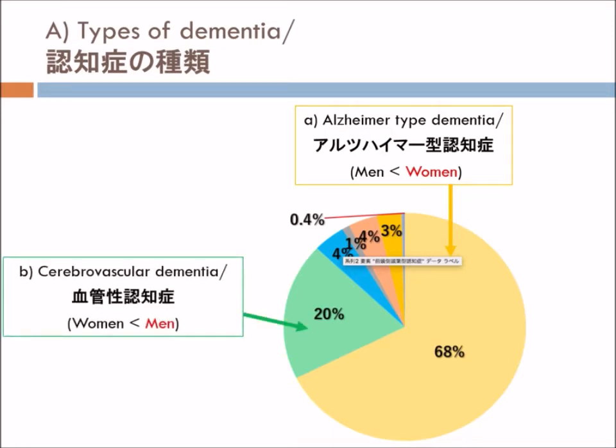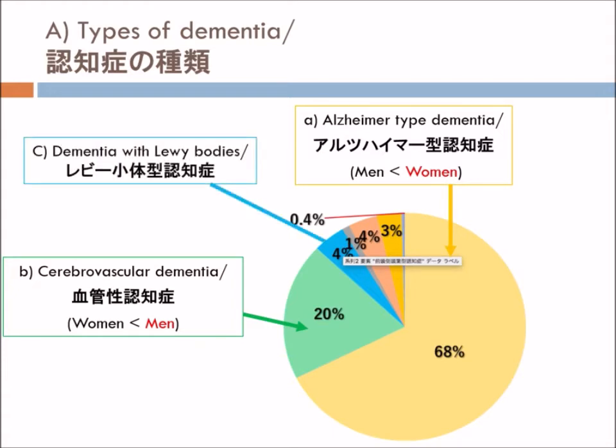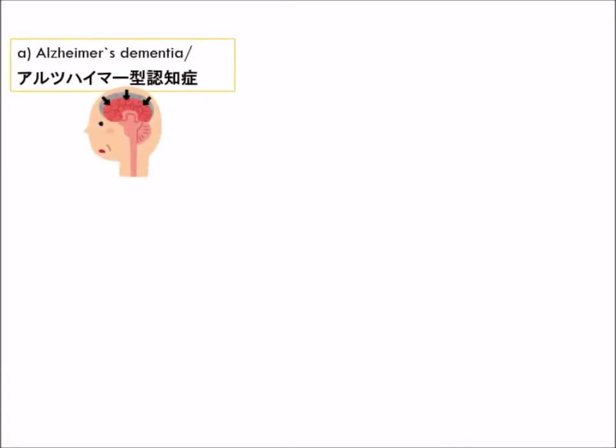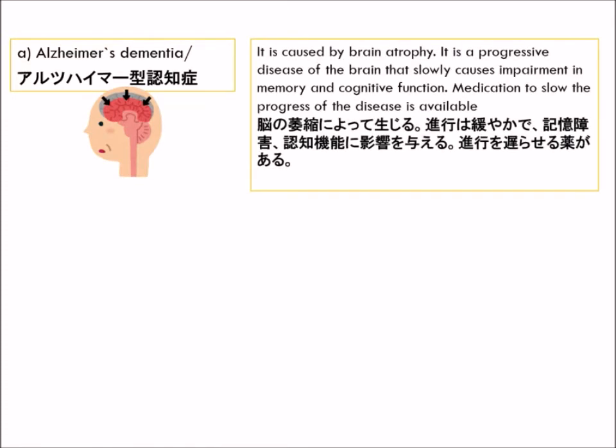Second one is cerebral vascular dementia. Unlike Alzheimer's type of dementia, more men suffer from it than women. Third one is dementia with Lewy bodies. Alzheimer's dementia is caused by brain atrophy. It is a progressive disease of the brain that slowly causes impairment in memory and cognitive function. Medication to slow the progress of the disease is available.